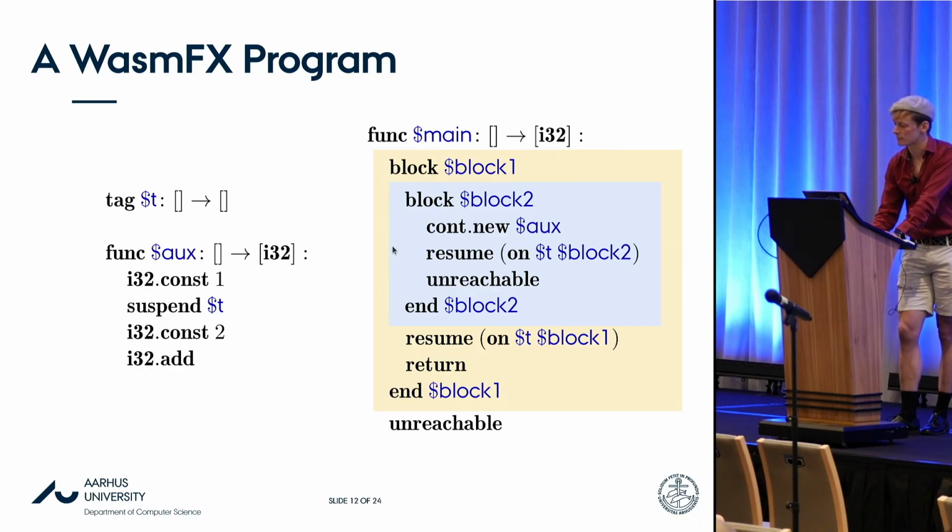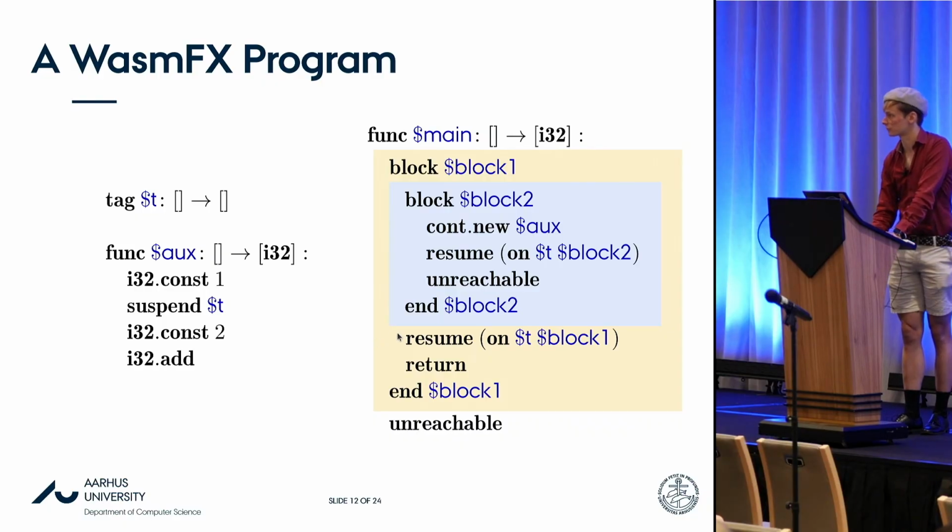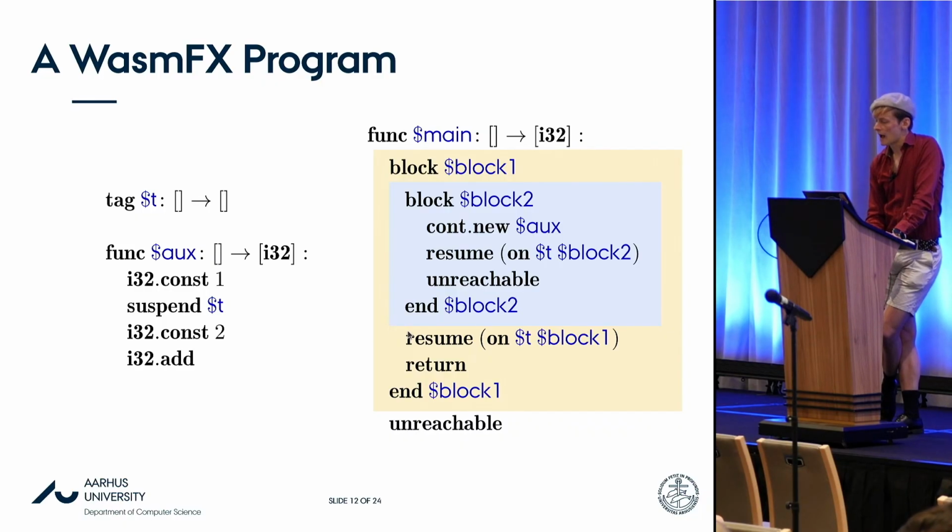If I hadn't seen a suspend, then I would have just executed the next instruction here, which is unreachable. So I better see a suspension. But I do see a suspension. It's right here, and it's handled here on T, exit block 2. So I'm going to exit this light blue block, and I find myself in this instruction. At that point, the continuation that I was running and that I have suspended is on the stack. So if I have this resume here, what I'm resuming now is what I was just running earlier. So now I'm going back into my function and resuming the execution.